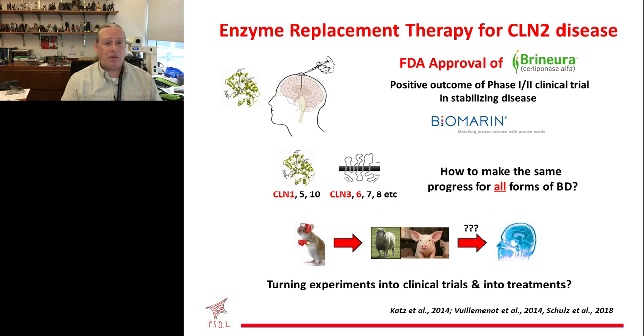Now, it's great that we have got to that point for CLN2 disease, but we need to make effectively the same progress for all of these different diseases, for all the forms of Batten disease, so that children who suffer from the other forms will have the same hope of a treatment in the future. So our challenge is actually to turn experiments that we do in our animal models, ultimately into clinical trials, and for those to become treatments.